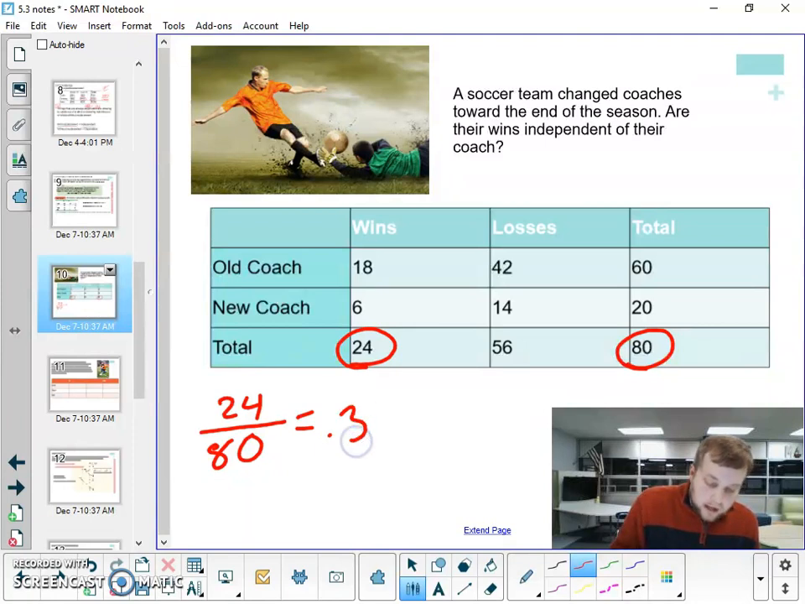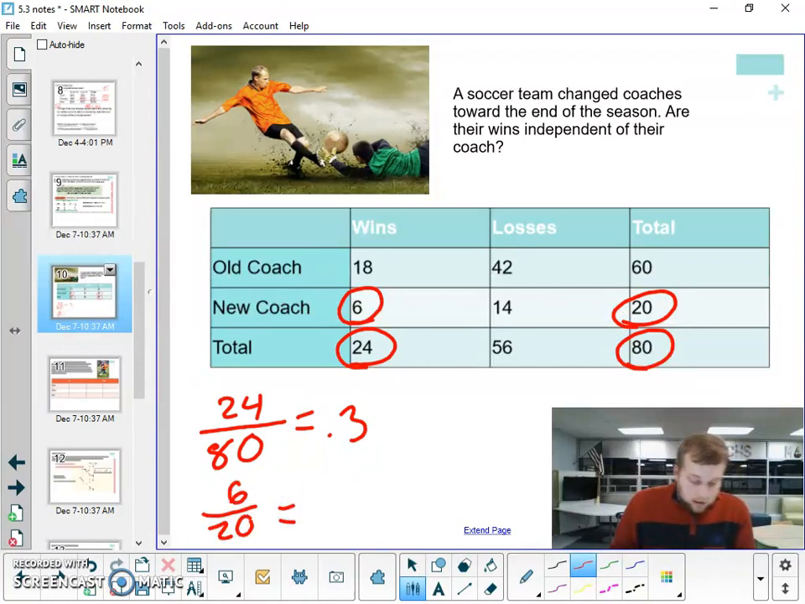30%. And then I'm going to take their new coach and just see, hey, did he actually have any effect on it? 6 over 20. Is that the same? I'm going to go 6 divided by 20, and that's 0.3. Hey, look at it. Did the new coach really help out his team? No, their winning percentage is the same. It's 30% with the new coach as it was with everybody.